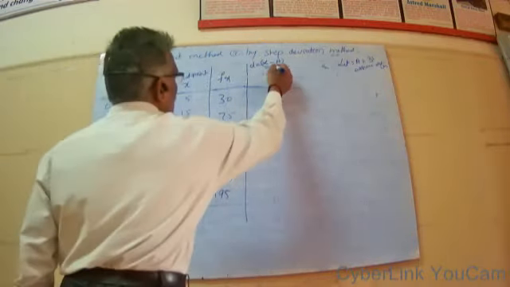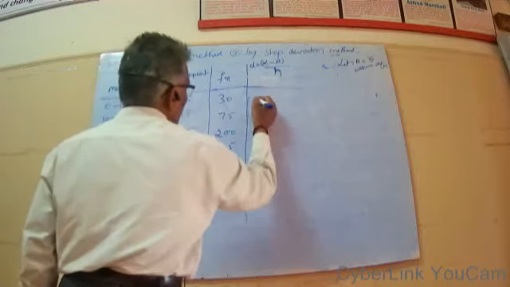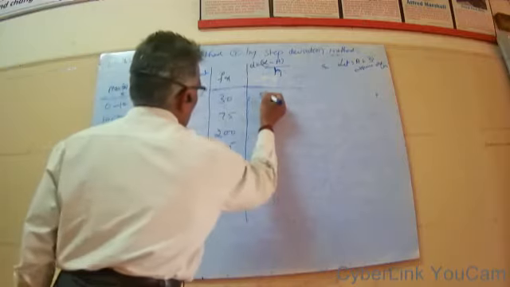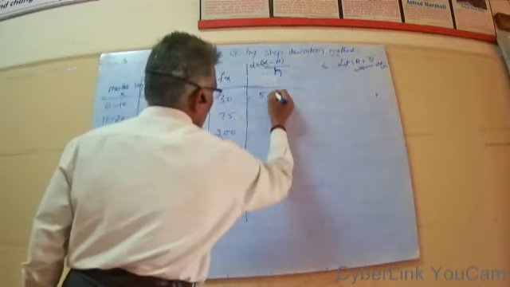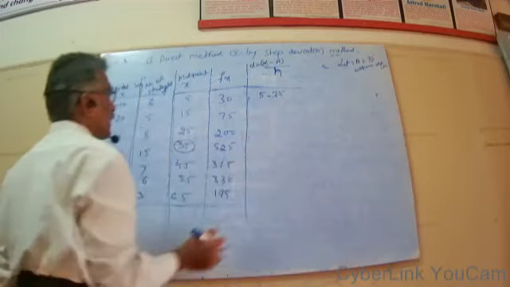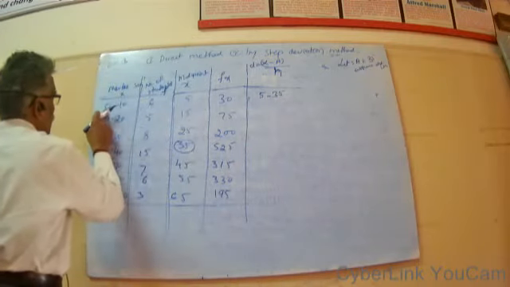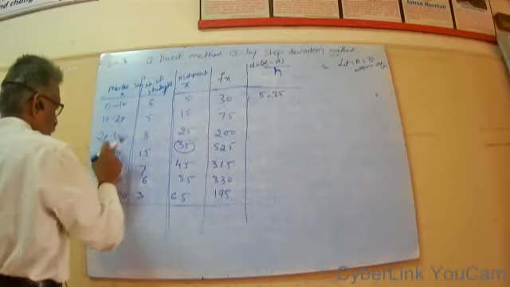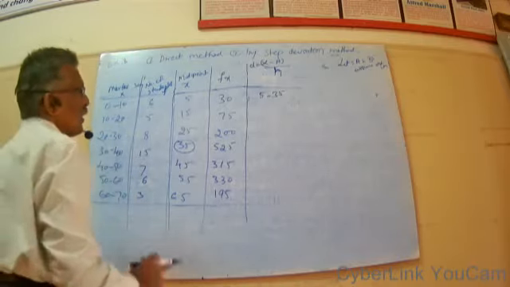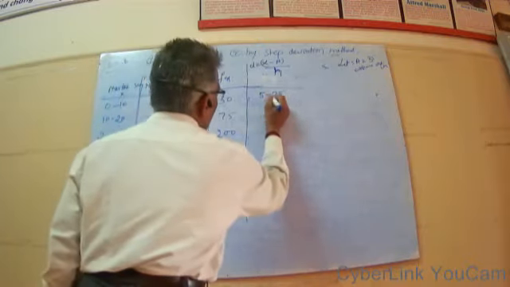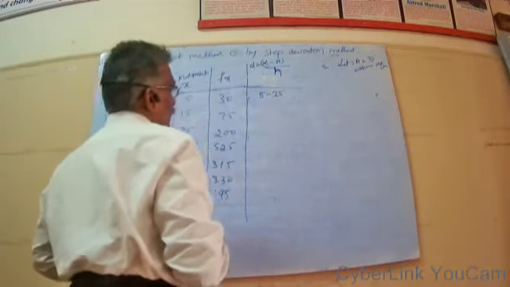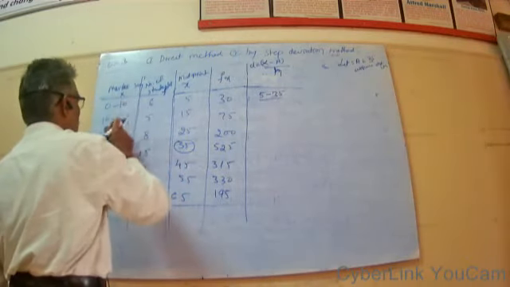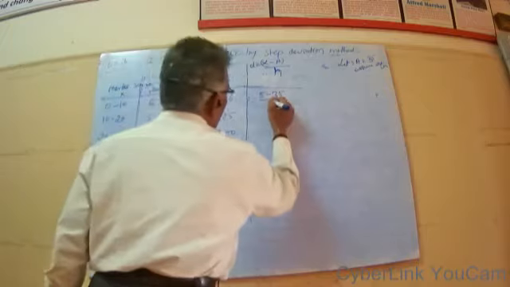Now let us calculate here. d equals x minus a divided by h. x is this value 5, minus a is 35, divided by h. h is the difference between these two: 10 minus 0, or 20 minus 10, or 30 minus 20. Now there is equal distribution, so h equals the interval. 10 minus 0 is 10, 20 minus 10 is 10. So h is 10.